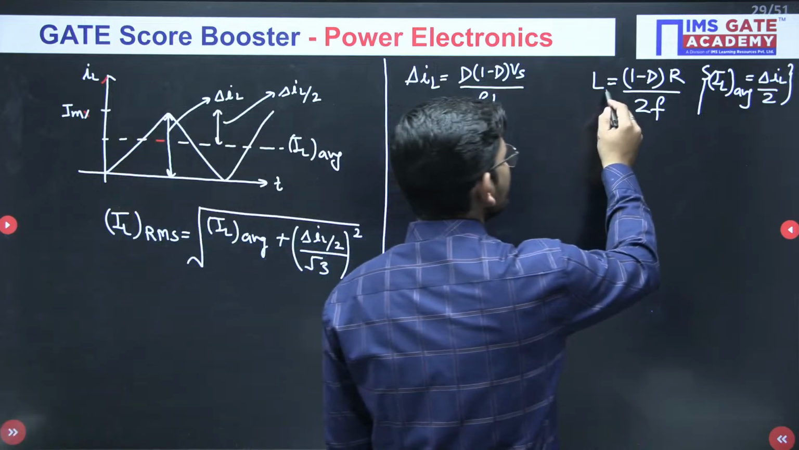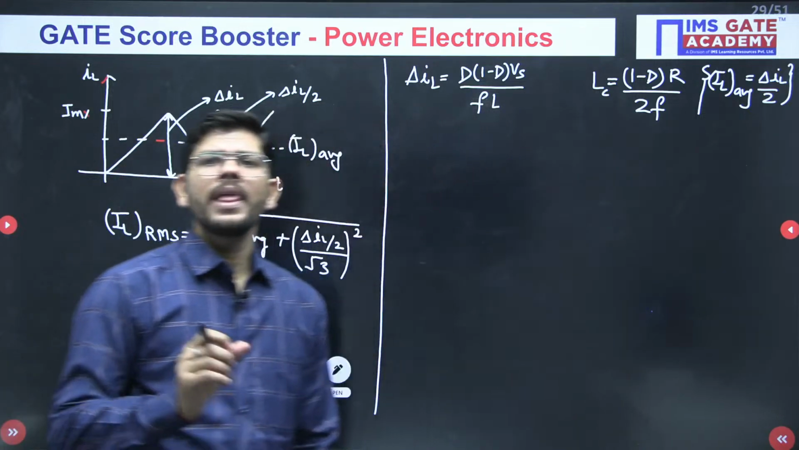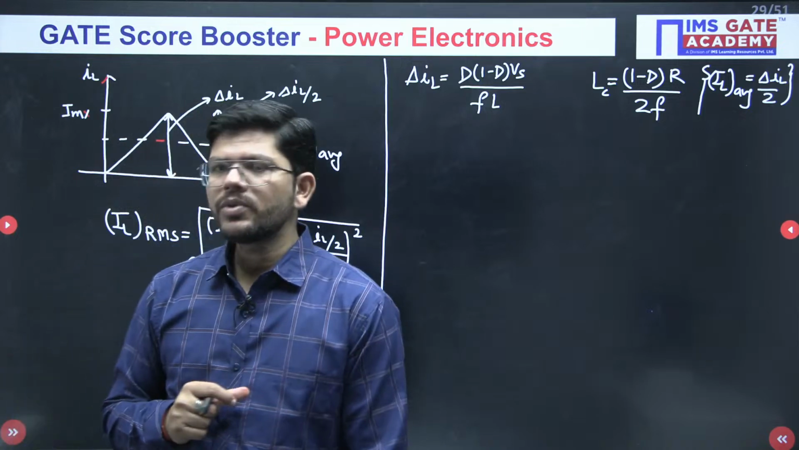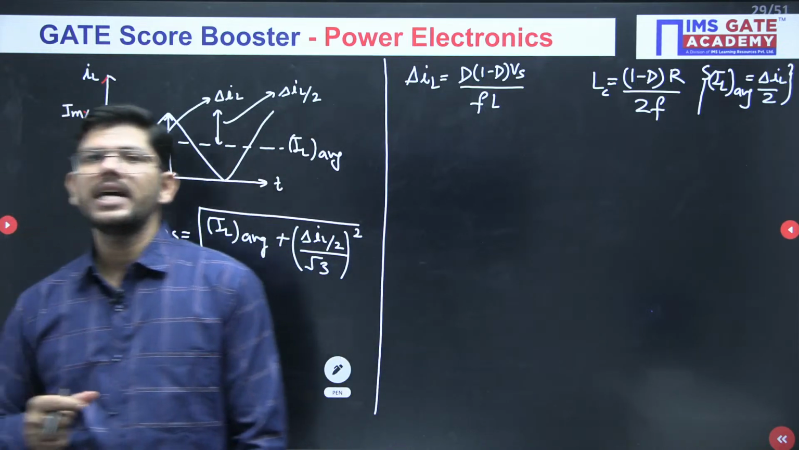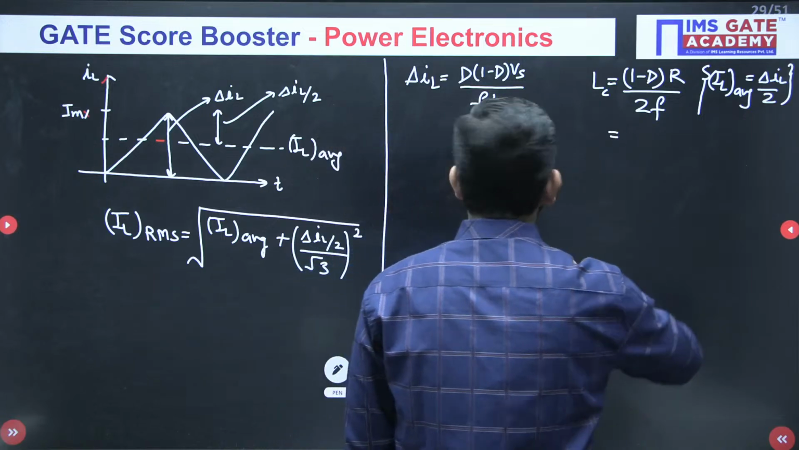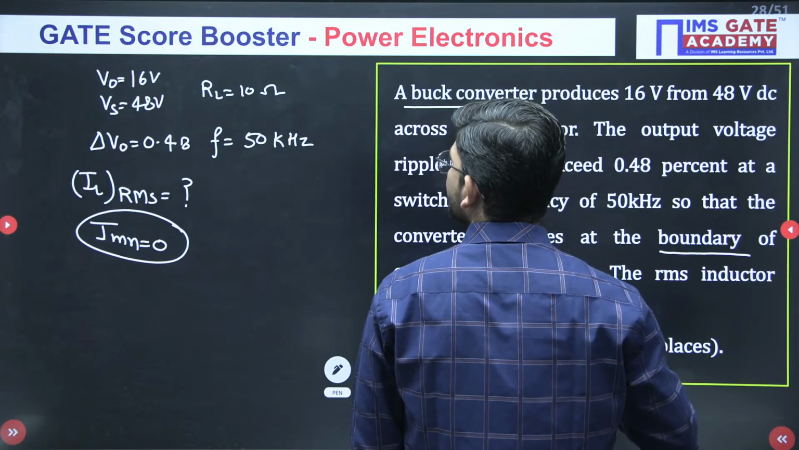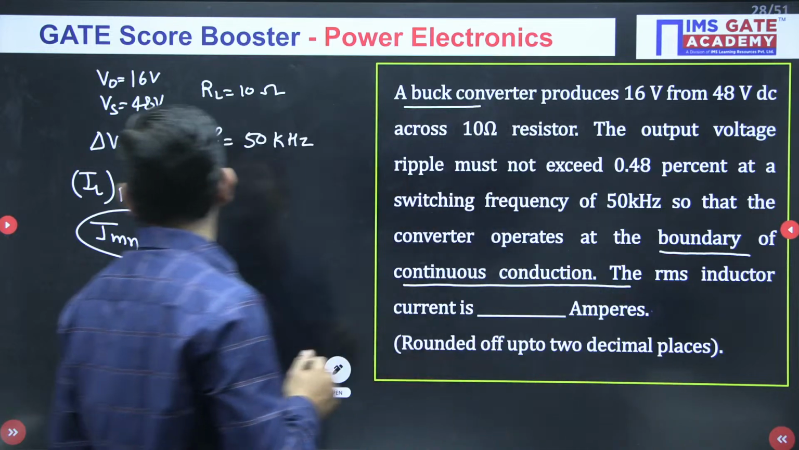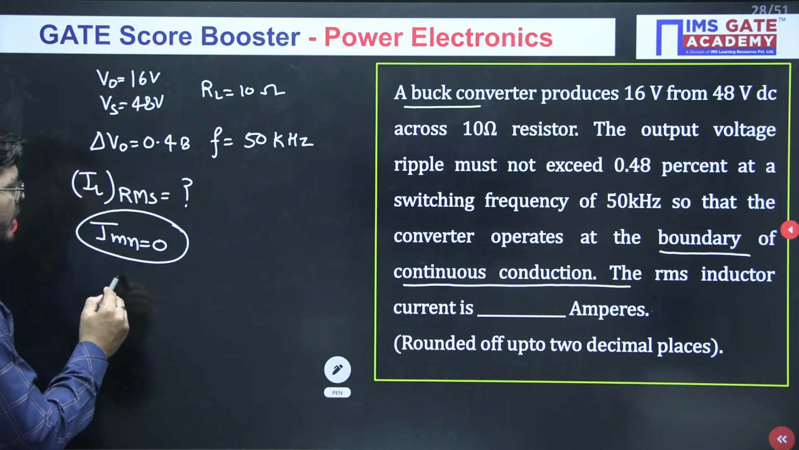Okay, critical inductance. So critical inductance in case of buck converter or step down converter has a value of 1 minus D R over 2F. So put the values here and first calculate the critical inductance. We don't have the value of D, so we can calculate D here.